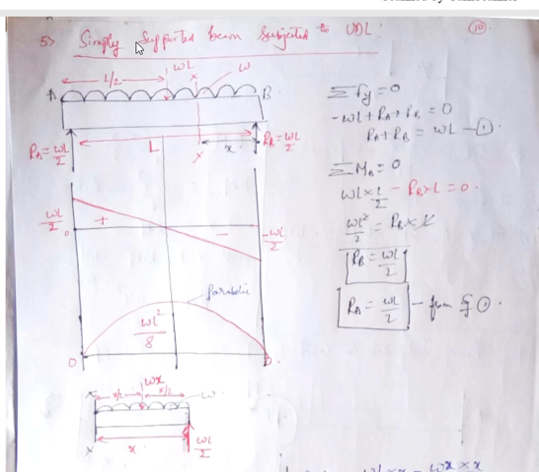The next standard case we are going to study is a simply supported beam subjected to UDL. Till now, whatever beams we have studied were cantilever beams. This is the first time we are going to study a simply supported beam, and it is subjected to a uniformly distributed load. Here you can see that there is a beam of length L and it is subjected to a uniformly distributed load of load intensity W.